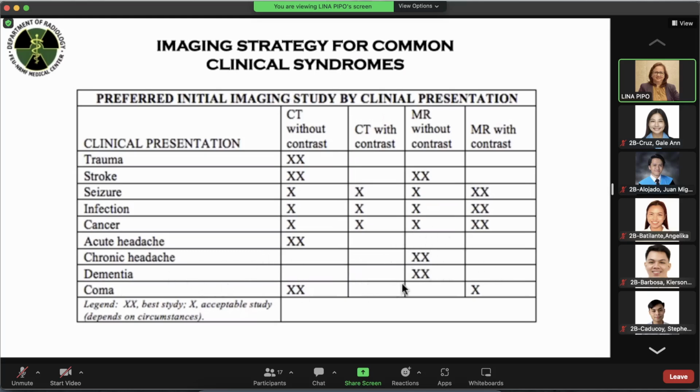And in cases of dementia, plain MRI also. And if ever there are uncertainties or you have a suspicious lesion, you can request an MRI with contrast. And then in cases of coma, plain CT scan is enough. And sometimes an acceptable study also is MR with contrast.